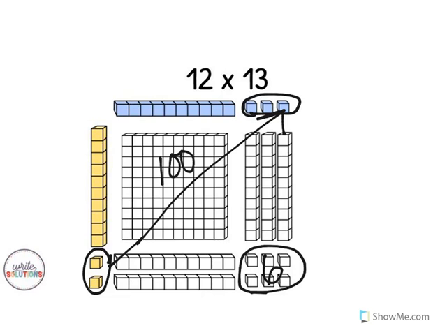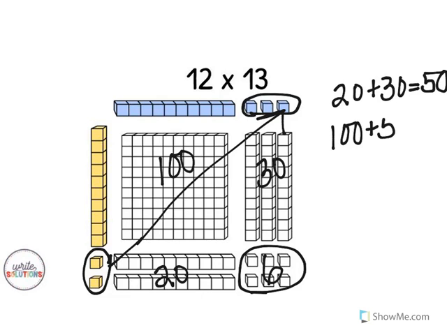So we have 100, 30, 20, and 6. When we use the area model to multiply, we combine all of those partial products to find the answer to our multiplication, and we can add them in any way that makes sense. I'm going to start by adding the 20 plus 30 because it equals 50, and that's easy for me to see. 100 plus 50 plus 6 will help me arrive at my answer of 156.